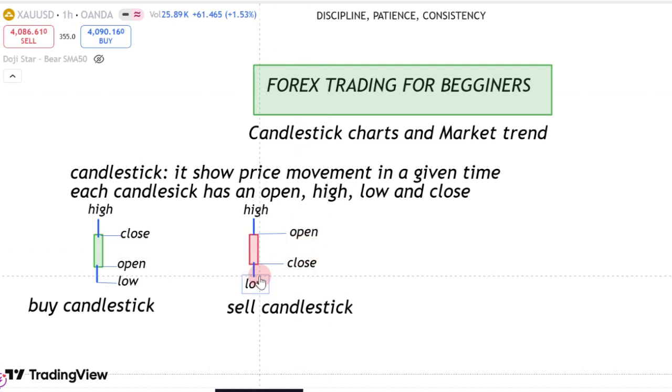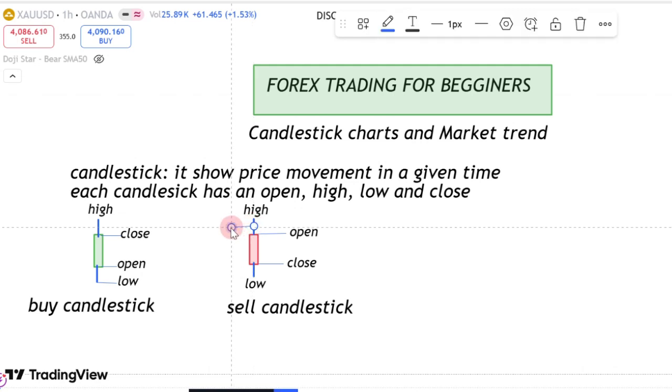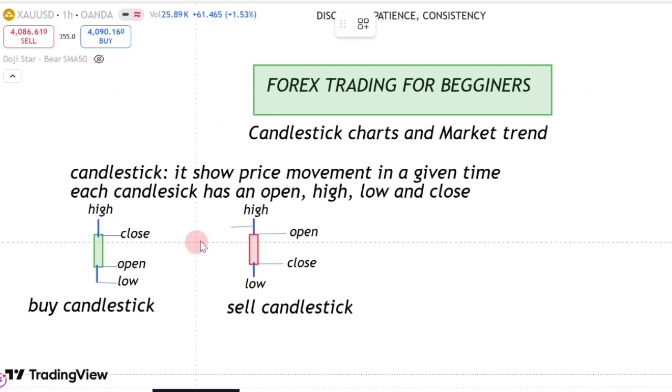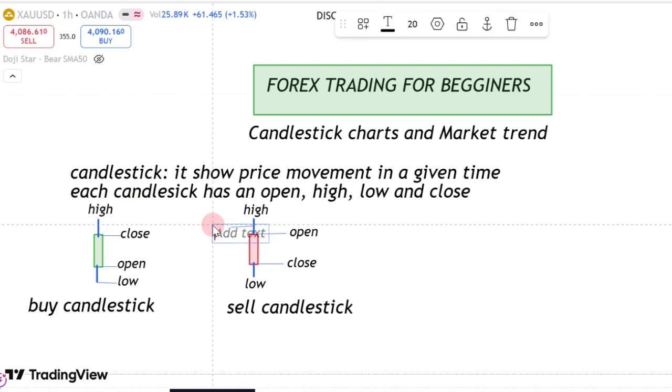As for the sell candlestick, the default color is red, and the wicks are black. We call this one the wick. The bars here, we call them wicks. The stick, we call it wick. Let me write it here. Wick.